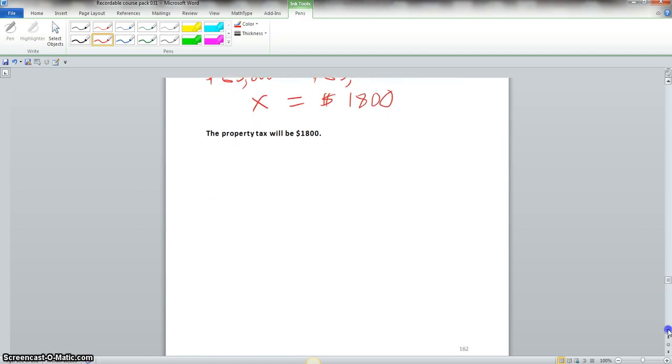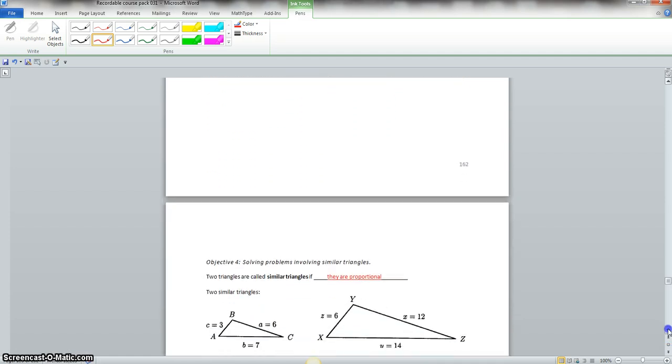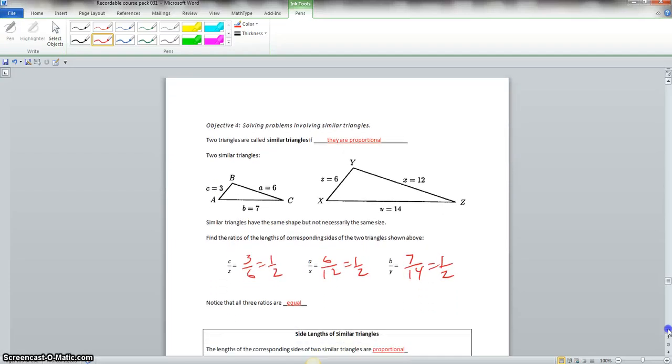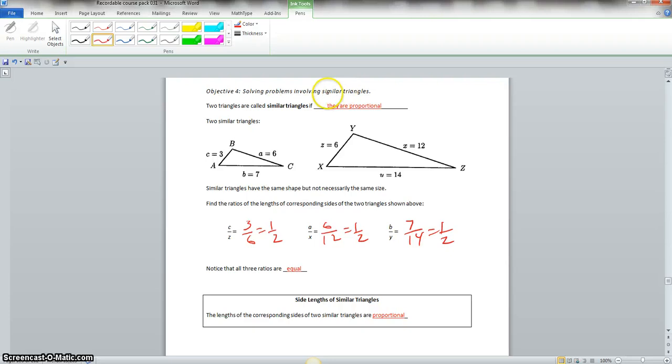Now, we scroll on to the next problem. It says here, objective 4, solving problems involving similar triangles. Two triangles are called similar triangles if they are proportional. We have two similar triangles. Similar triangles have the same shape but not necessarily the same size. Find the ratios of the length of the corresponding sides of the two triangles shown above.